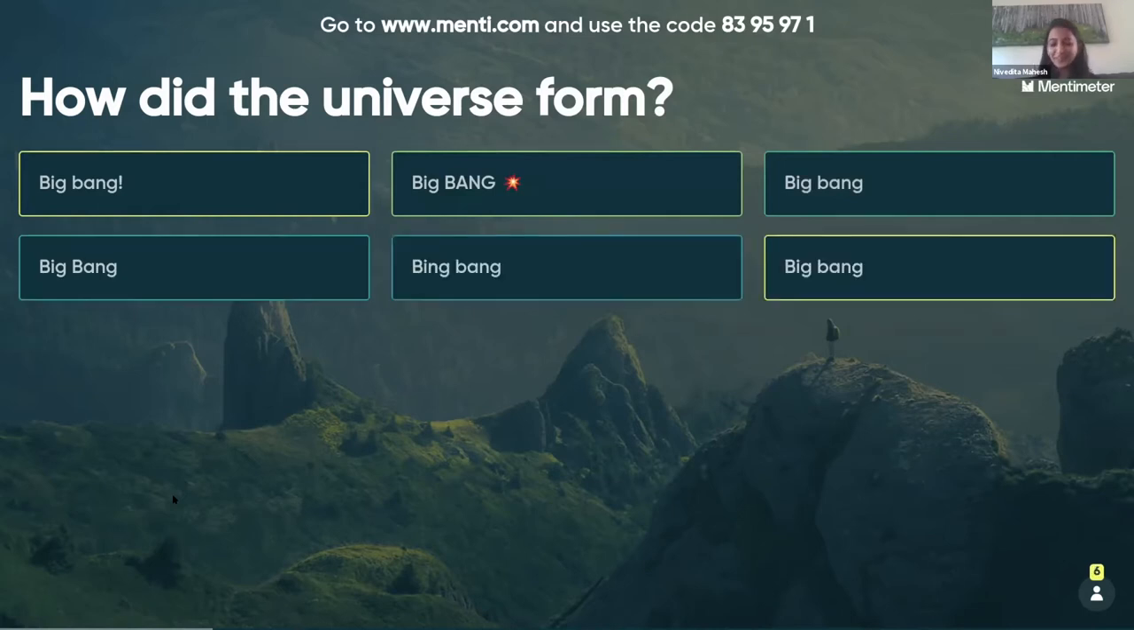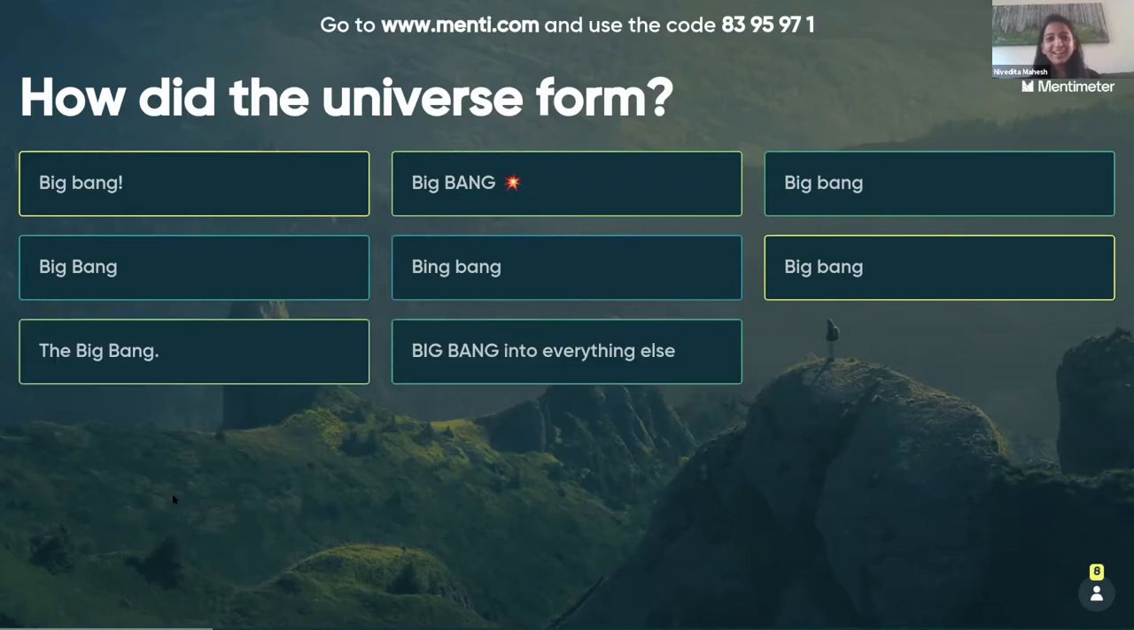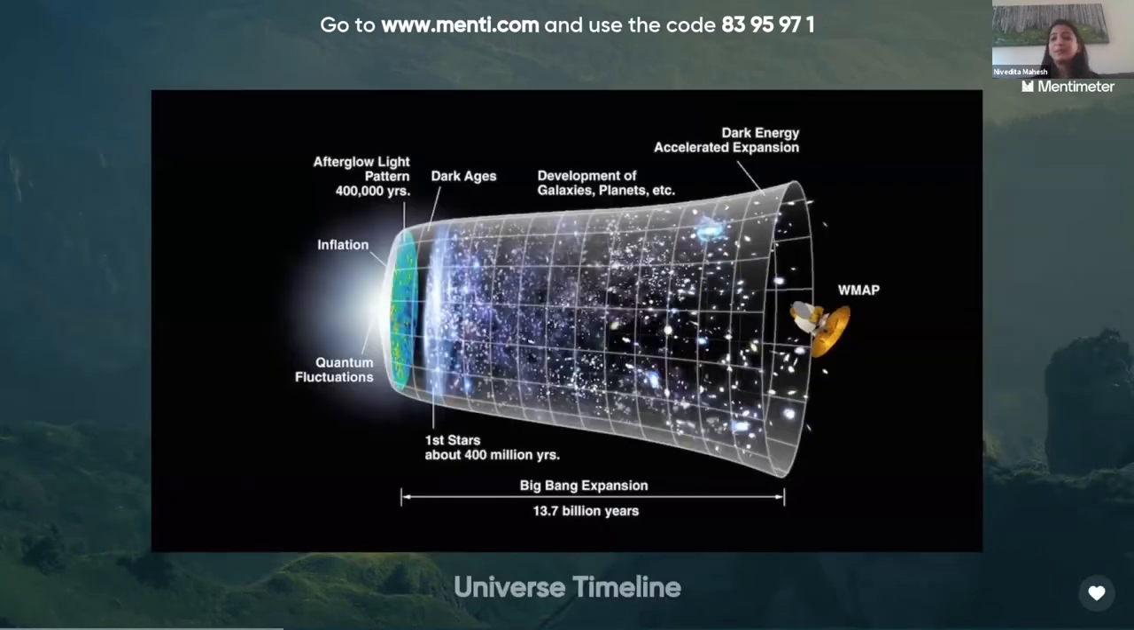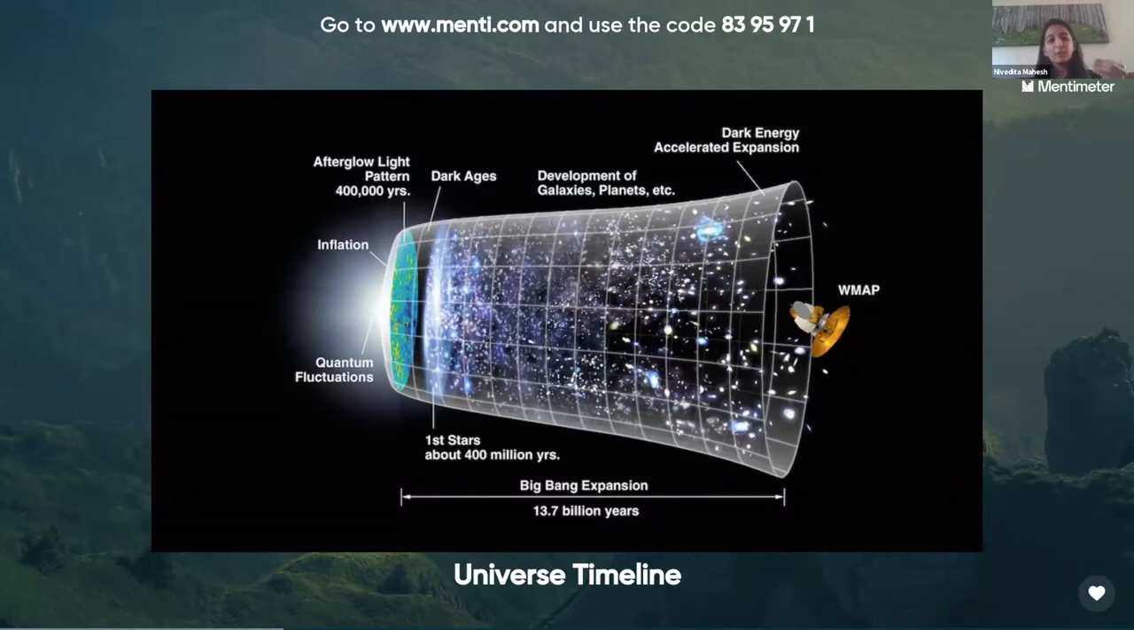Oh, nice, wonderful. So we all know how the universe started. Yes, it started with the Big Bang and Big Bang into everything else. So let's go into that everything else. Let me give you a quick summary of the universe timeline. Yes, it started with the Big Bang. And the Big Bang produced the elementary particles. What do I mean by that? Elementary particles of matter and light. When I say matter, I'm talking about proton and electron. And in terms of light, I'm talking about photons.